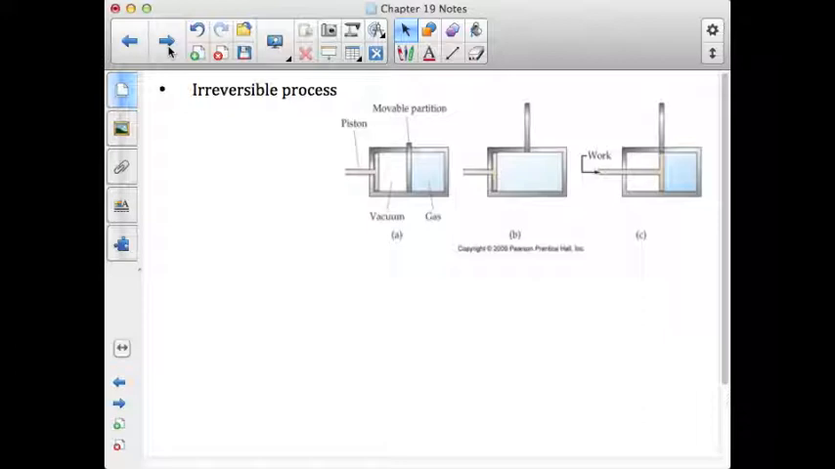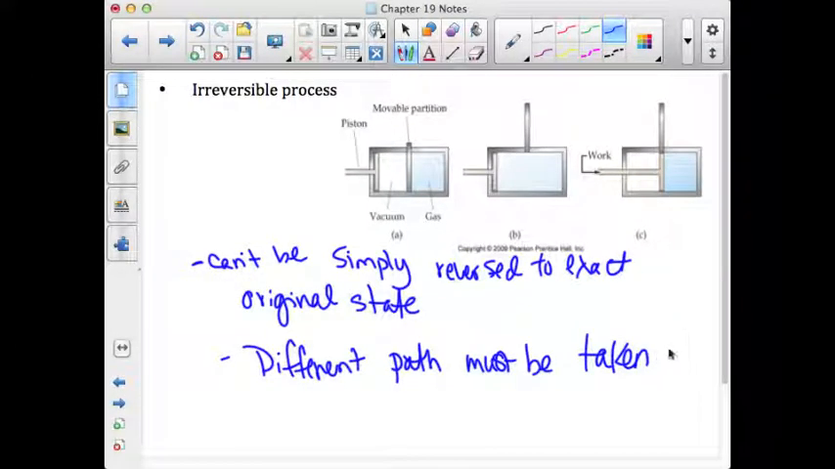Irreversible processes are just what they sound like. They cannot simply be reversed and restore their system to the exact original state. You have to take a different path to get the process back to where it was.